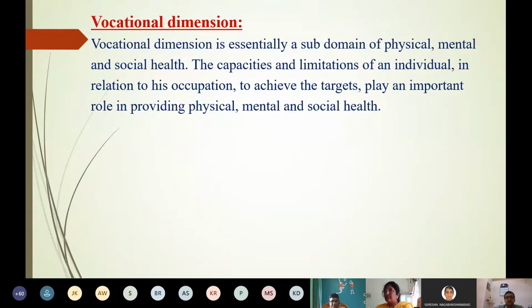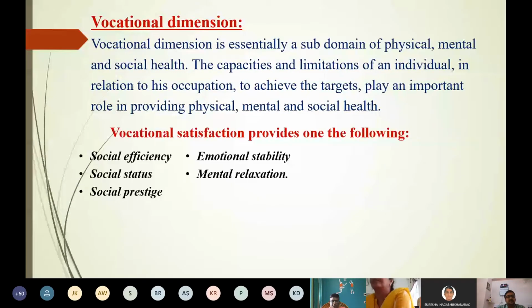In this aspect, a person needs to balance these aspects: how he is going to feel content, what exactly his needs are, and accordingly how he can supply that demand. That will make sure that his vocational dimension is at a perfect level or not. These are the points which can be attributed to vocational satisfaction: social efficiency, social status, social prestige, emotional stability, mental relaxation. These points can be correlated to the physical, mental, and social balance of a particular person's health status.